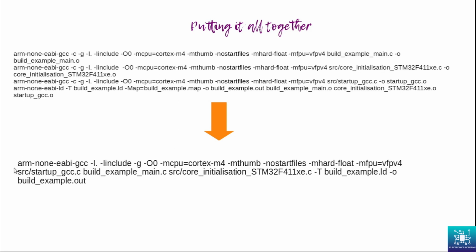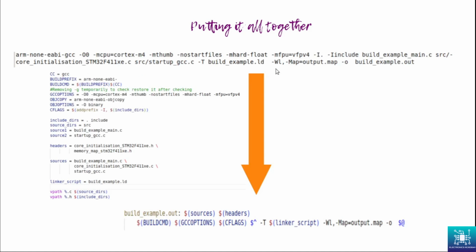That was a small mistake from my end. So this would need to have this one as well, -Wl,-Map=output.map and build/example.out. So this is the full combined command to create the .out file. This is not going up to the binary stage, and this one comes down to this in the makefile script.